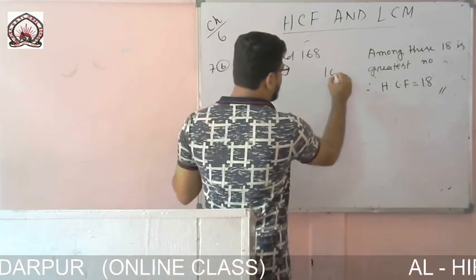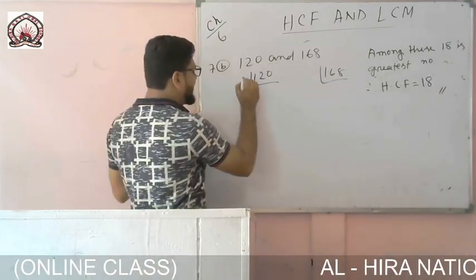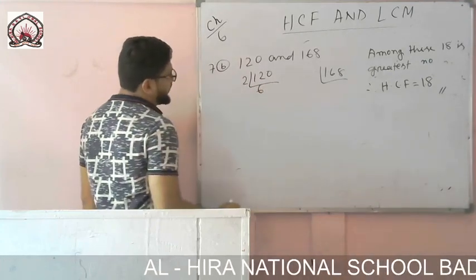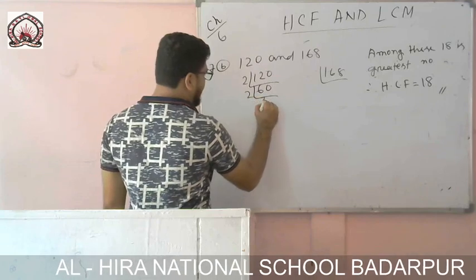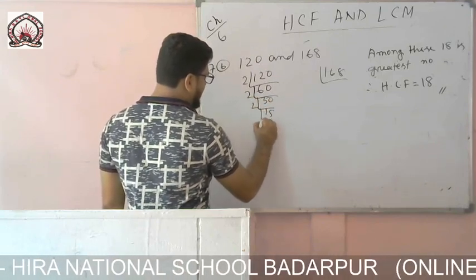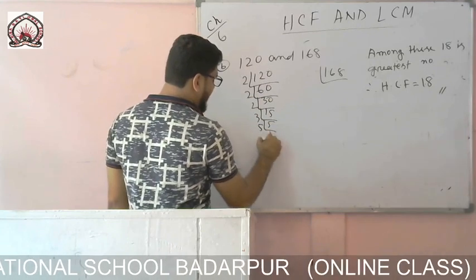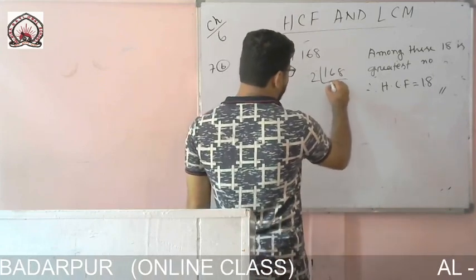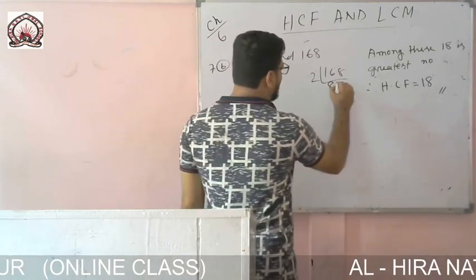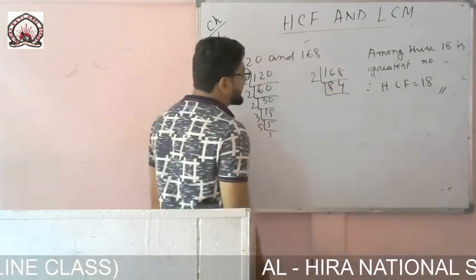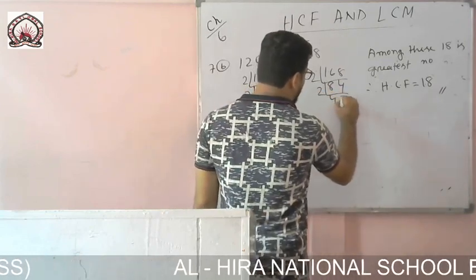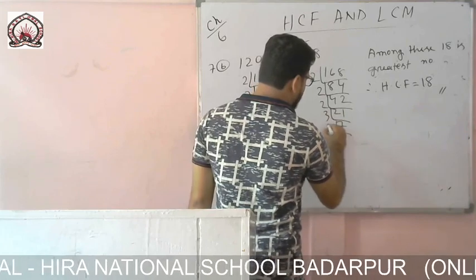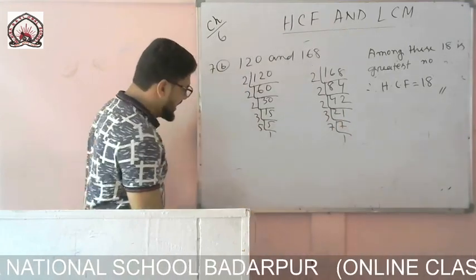Okay, 168. So see, 120 with 2 you can divide because it is an even number. 2 sixes are 12, 0. 2 thirties are 60, 2 fifteens are 30, 3 fives are 15, 5 ones are 5. Now with 168: 2 eighty-fours, 2 forty-twos, 2 twenty-ones, then 3 sevens, then 7 ones. Okay. Now write.